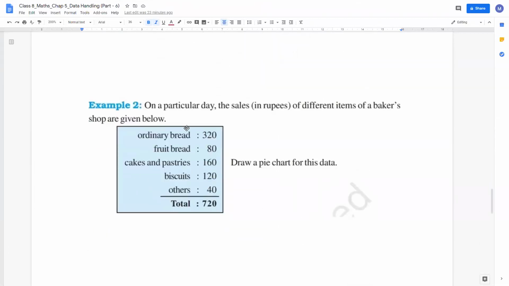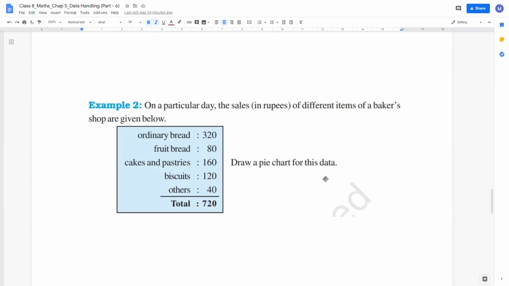Now another question. On a particular day, sales in rupees of different items of a baker shop are given below. Ordinary bread, 320 rupees. Fruit bread, 80 rupees. Cakes and pastries, 160 rupees. Biscuits, 120 rupees. Others, 40. If you add all these separate items, the total is 720. So the total sale in the shop is 720 rupees.